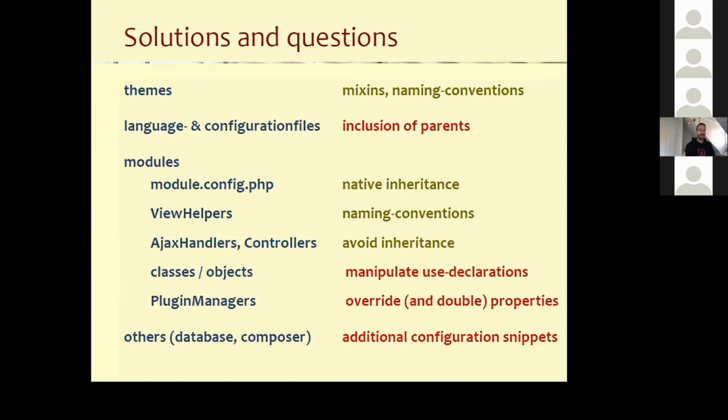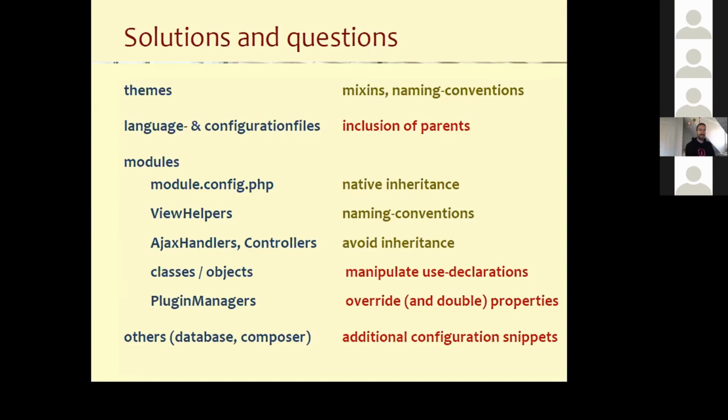So it's not a very nice solution, but at least it's some kind of solution. And with modules, everything works fine with the module config PHP, and with naming conventions and avoidance of inheritance, you can keep view helpers, Ajax handlers, and controllers without having any troubles. But with all other classes and objects, you have to take a special look at this, and you have to manipulate, maybe, use declarations in order to plug them in or plug them out.